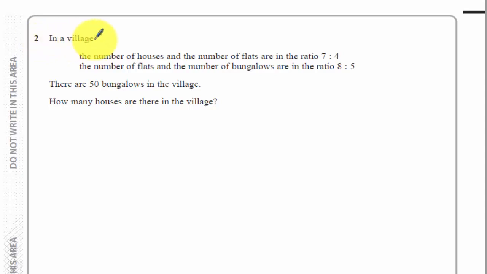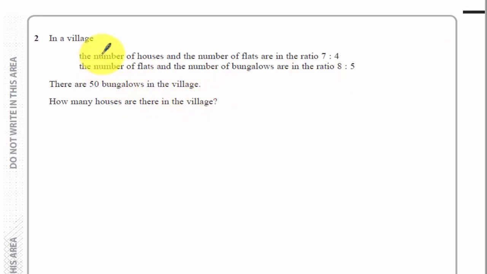Question 2. In a village, the number of houses and the number of flats are in the ratio 7:4. The number of flats and the number of bungalows are in the ratio 8:5. There are 50 bungalows in the village. How many houses are there in the village?